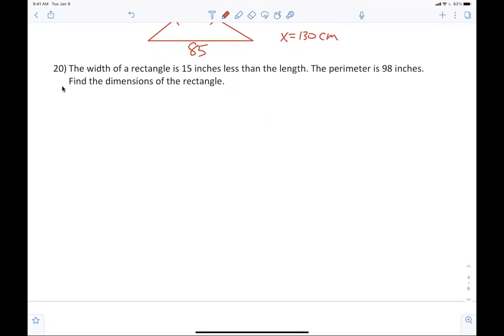Okay, the width of a rectangle is 15 inches less than the length. So instead of drawing it out, we're going to write the relationship between the length and the width. So which one do we not know anything about? The length, right? We don't have any idea what the length is. The width is being compared to the what? So the length is what? X. I want everybody to put length is X. If the length is X, what is the width? X minus 15.